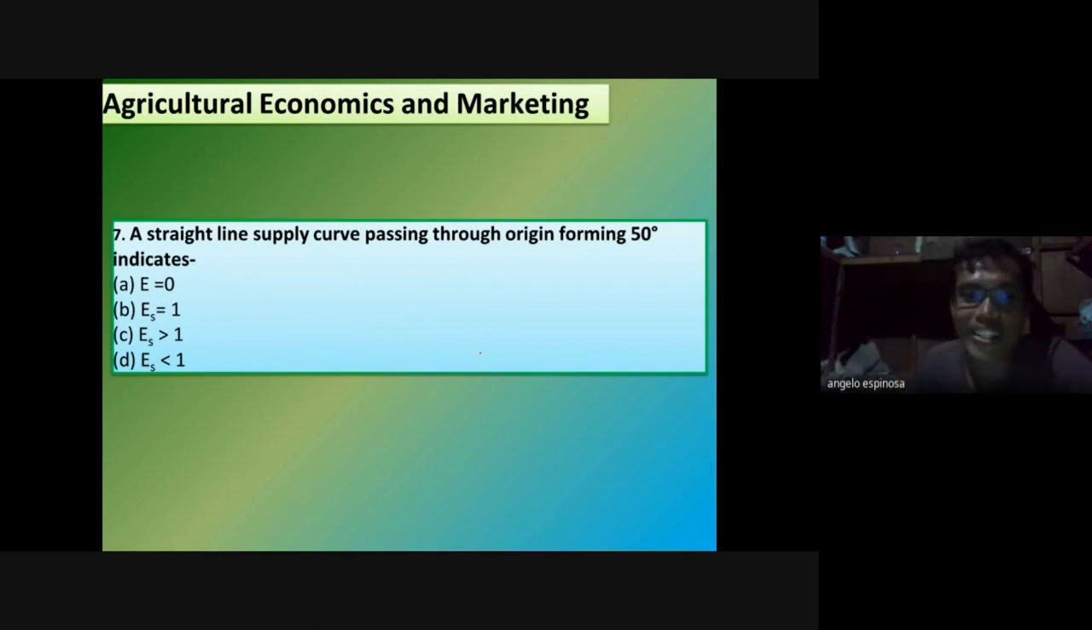Next, we have number 7. A straight line supply curve passing through the origin forming a 50 degree angle indicates... So, this is 45, right? So, this is 50 degrees. What type of elasticity of supply is that? That is greater than 1. That is elastic, relatively elastic supply.